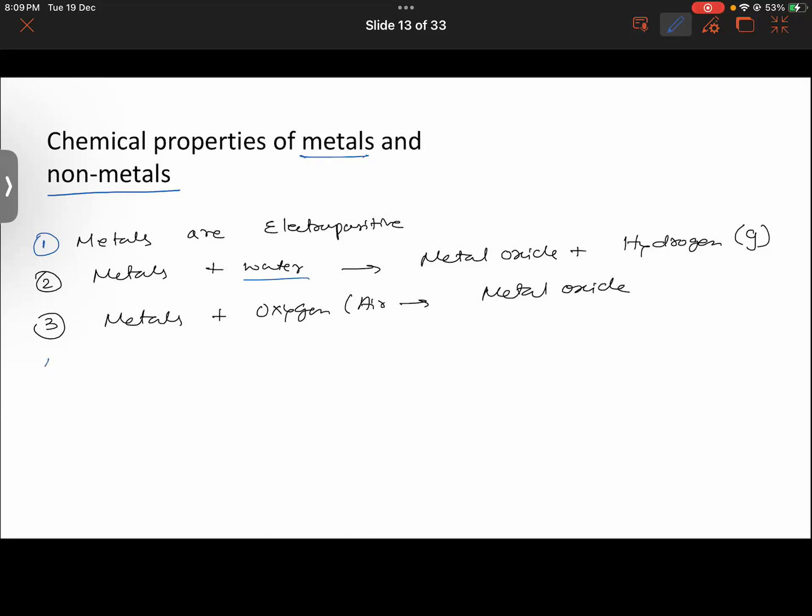One more thing about metals you will study in class is that metals react with acids also. By the way, what is the definition of acid? Salt plus hydrogen will be formed. How do we define acid? What is acid?